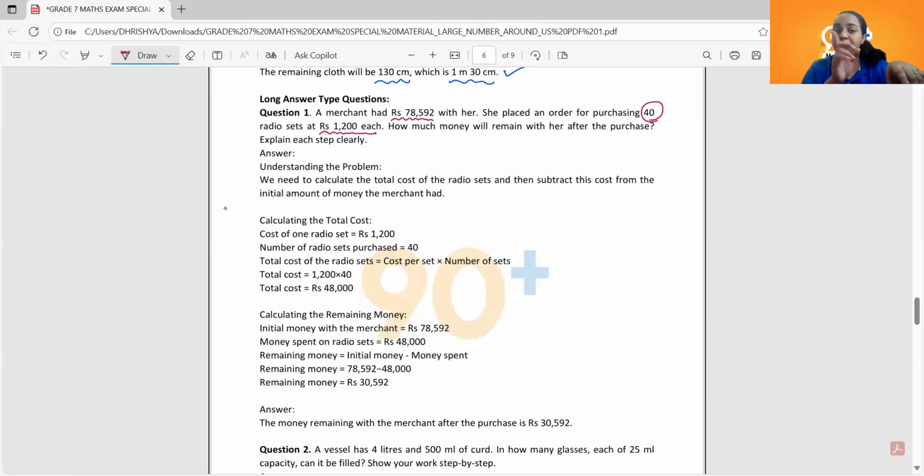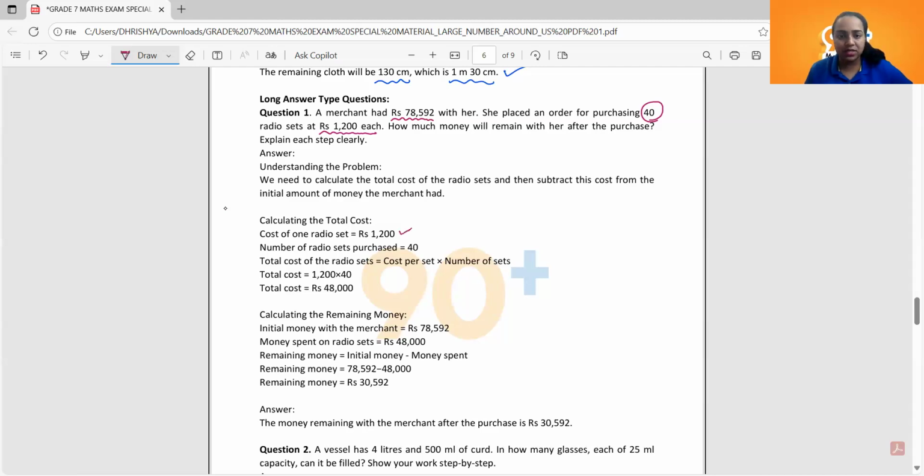How much did she spend? She bought 40 radio sets at 1,200 rupees each. So you have to find the amount at which she purchased the radios, and then you can subtract that amount from the amount she originally had. When you subtract that, you will get the remaining amount. So first, the total cost. How much she spent, we are going to find.